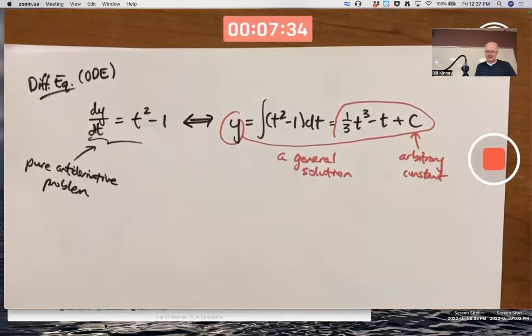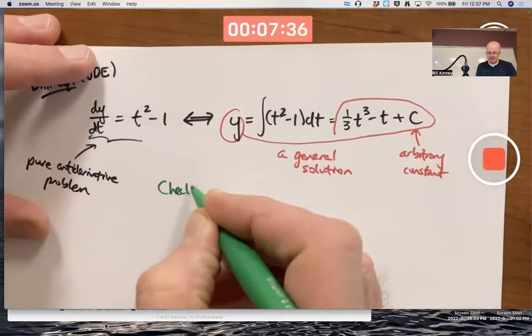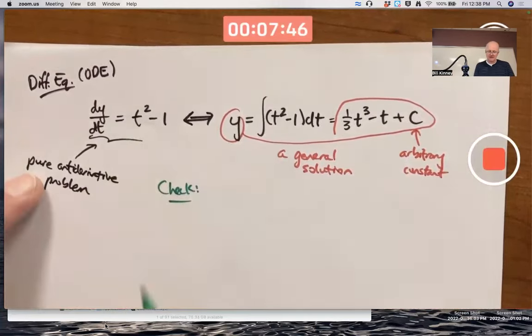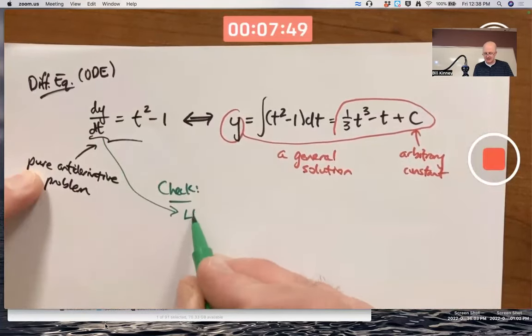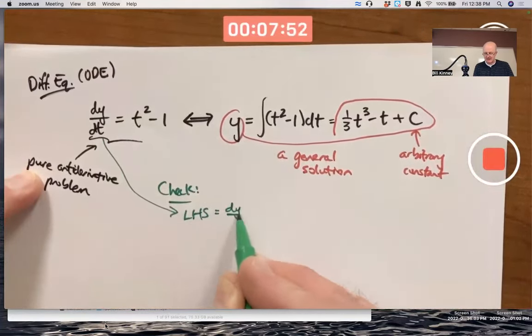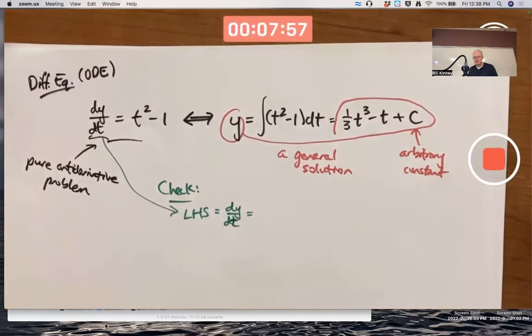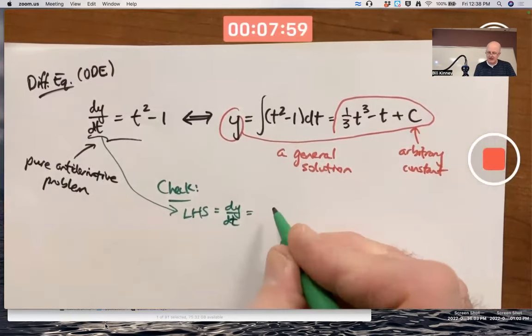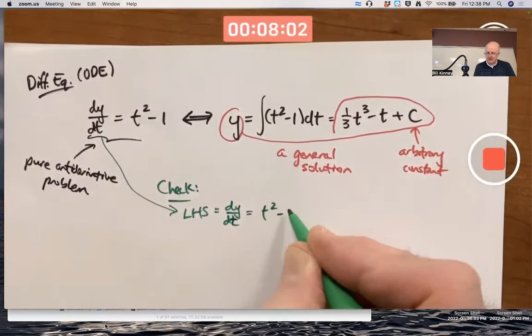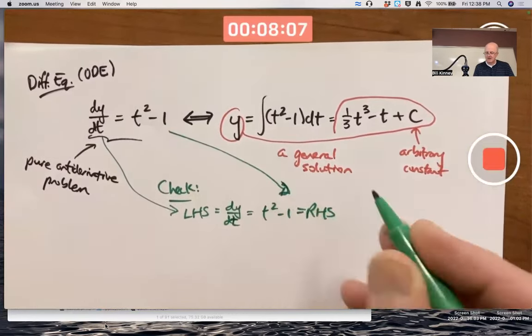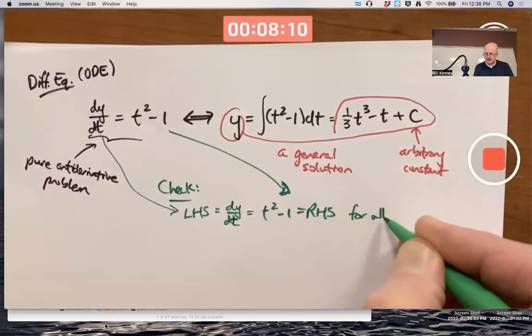Let us once again check that it's a solution. With pure antiderivative problems, checking is super easy. Just differentiate and see if you get the right-hand side. The left-hand side of the differential equation, LHS, is dy/dt. I need to substitute this function into that, meaning I need to find its derivative. And it gives me t squared minus 1, which is the right-hand side for all t.